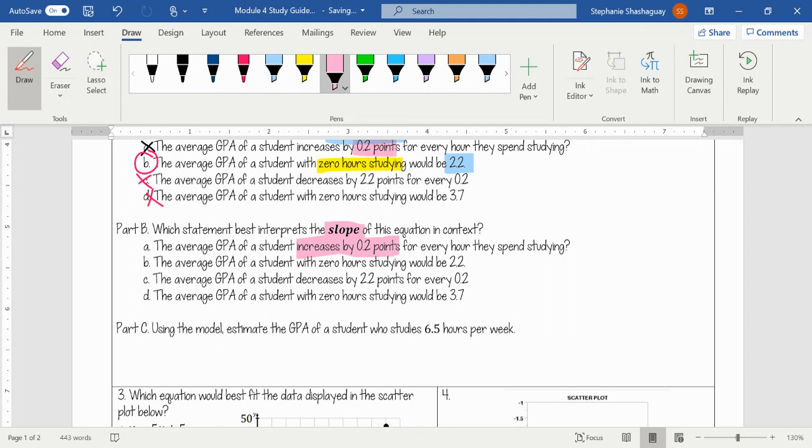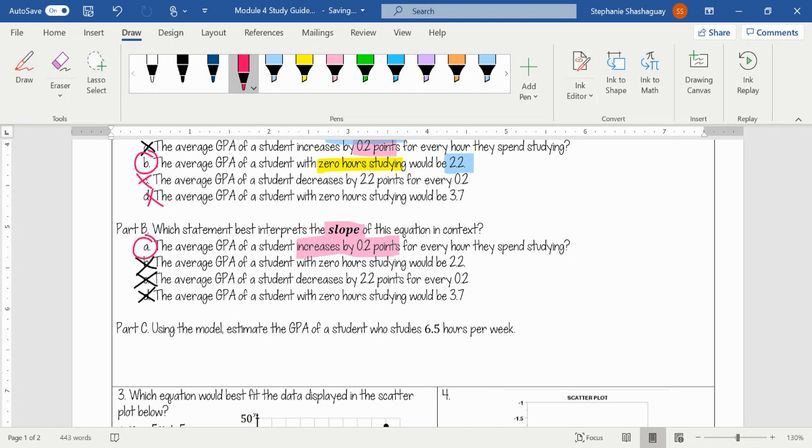The average GPA of the student with 0 hours. Well, we know that's not the answer because that was talking about the y-intercept. The average GPA of a student decreases by 2.2. No, because the 2.2 is our y-intercept. And then again, the average GPA, that's not even logical. So our only answer choice here is A.